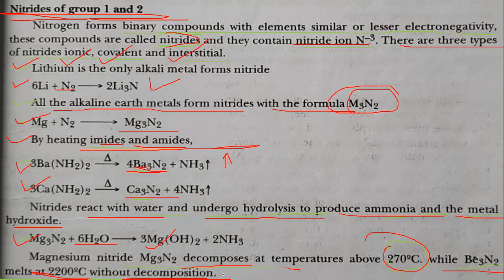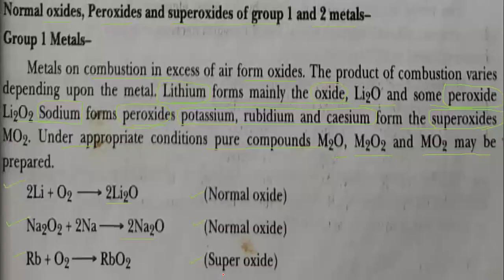Okay, magnesium nitride undergoes decomposition, but beryllium nitride does not undergo the decomposition. Okay, after that we are going to see the oxides, peroxides and superoxides of the group first and second metals. So, oxides: now see here, lithium reacts with oxygen to form the normal oxide.